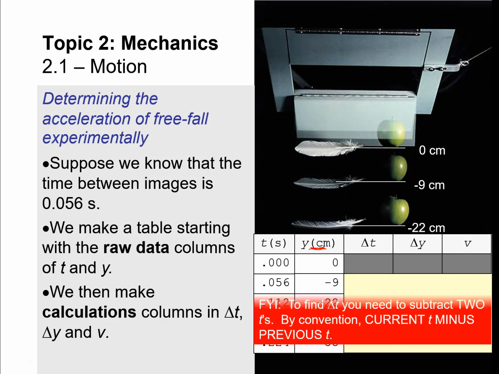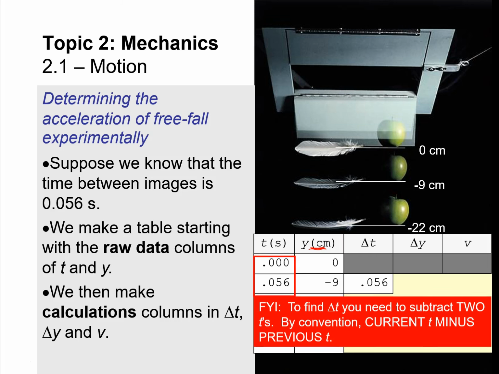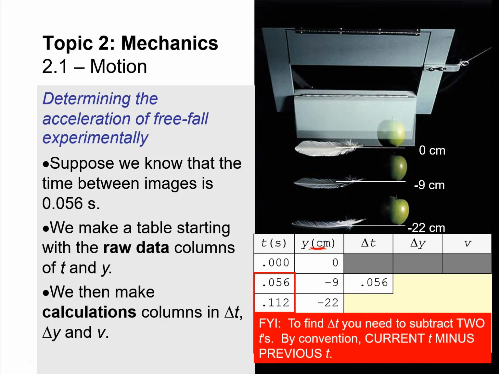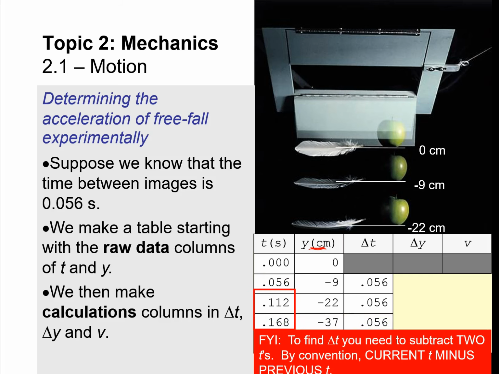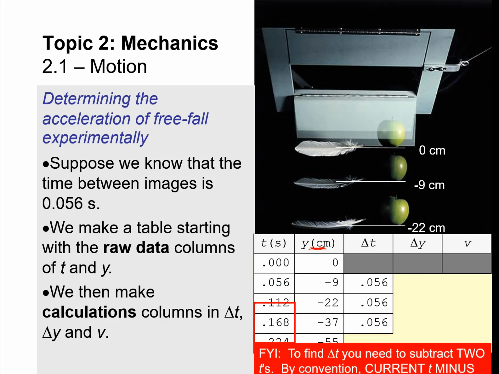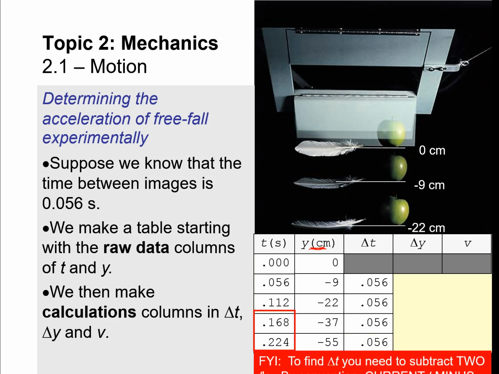Now, moving forward, to calculate my delta t, you're going to subtract the current t minus the previous one. So that is the current minus the previous one. Then you move down, so now it is the third time minus the second time. Then he's doing the fourth time minus the third time. And then he's doing the fifth time minus the fourth time.